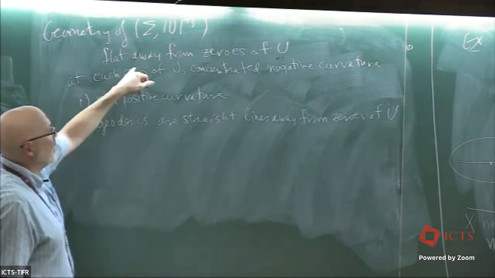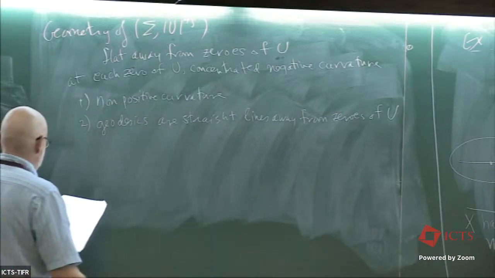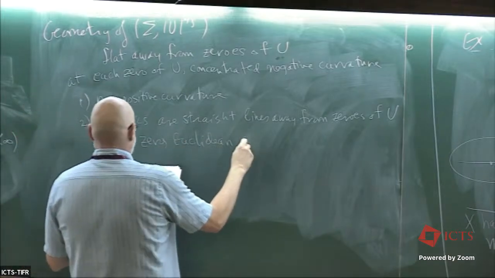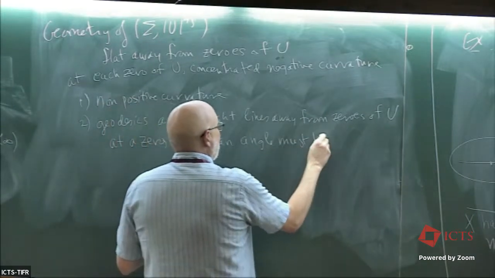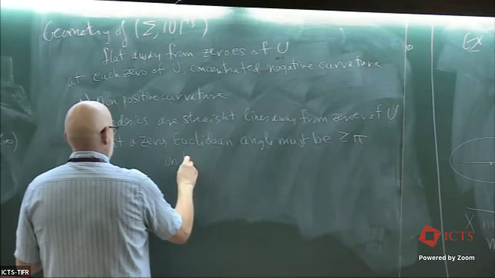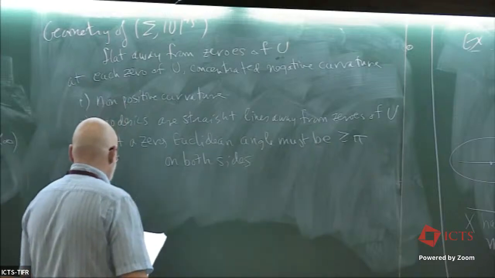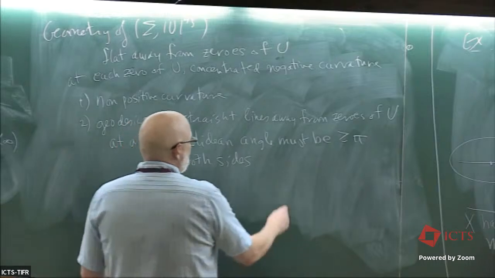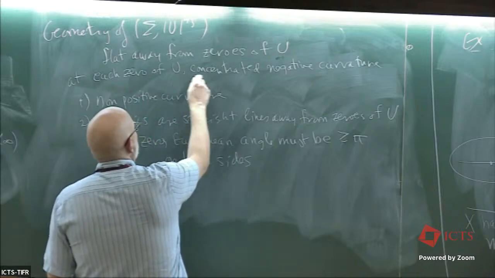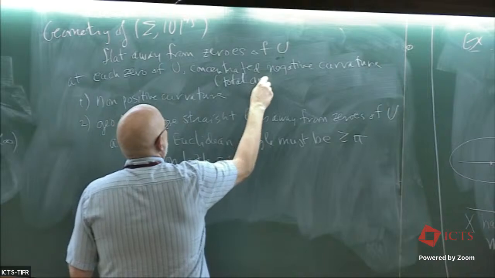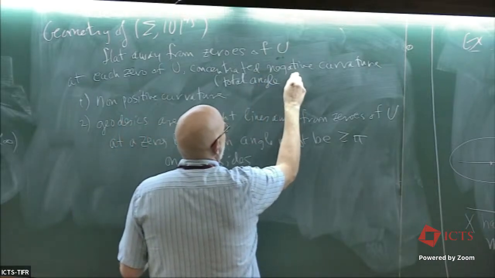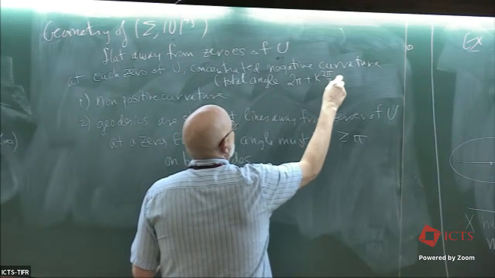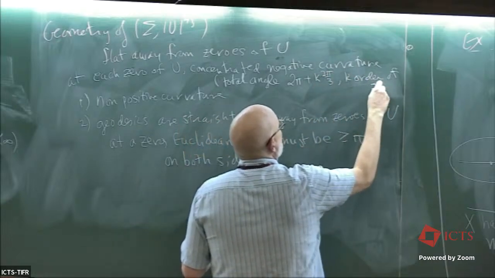The notion of straight line just comes from the flat metric. And then at a zero, the Euclidean angle must be bigger than or equal to pi on both sides. Okay, so I should say that. What happens is with these concentrated negative curvatures, the total angle at these is going to be bigger than 2 pi. It's going to be 2 pi plus k times 2 pi over 3, where k is the order of the zero.